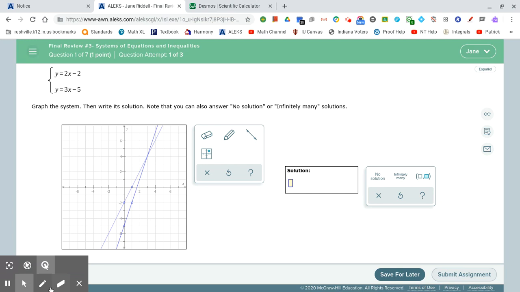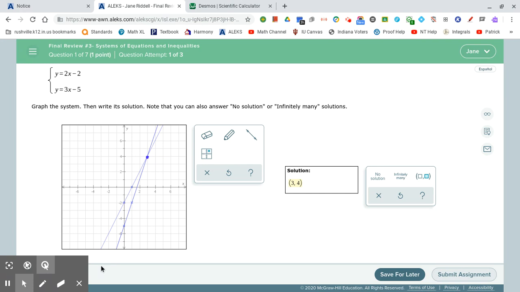My solution is the point of intersection if the two lines intersect. If they were parallel, again, it's no solution, and if they're the same line, it's infinitely many. Mine intersected a single point, and it's this point right here. So I'm not finished with my question. What I need to do over here is in my solution box, I need to type in my solution. It's an ordered pair, so make sure that you click that you're going to be using an ordered pair. And this ordered pair would be the x-coordinate of 3 and the y-coordinate of 4.